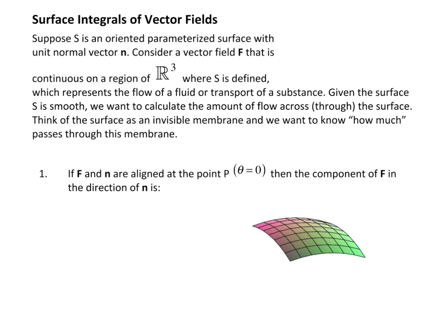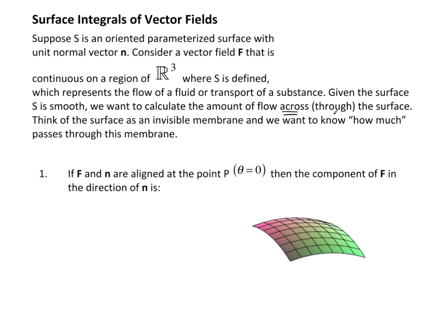So now that we have all this setup work done, let's take a look at exactly what a surface integral of vector fields actually is. Suppose S is an oriented parameterized surface with a unit normal vector n, which determines the orientation. Consider a vector field F that is continuous on a region of R3 where the surface S is defined. F would represent the flow of, let's say, a fluid or the transport of some type of substance. Given the surface S is smooth, we want to calculate the amount of flow across.